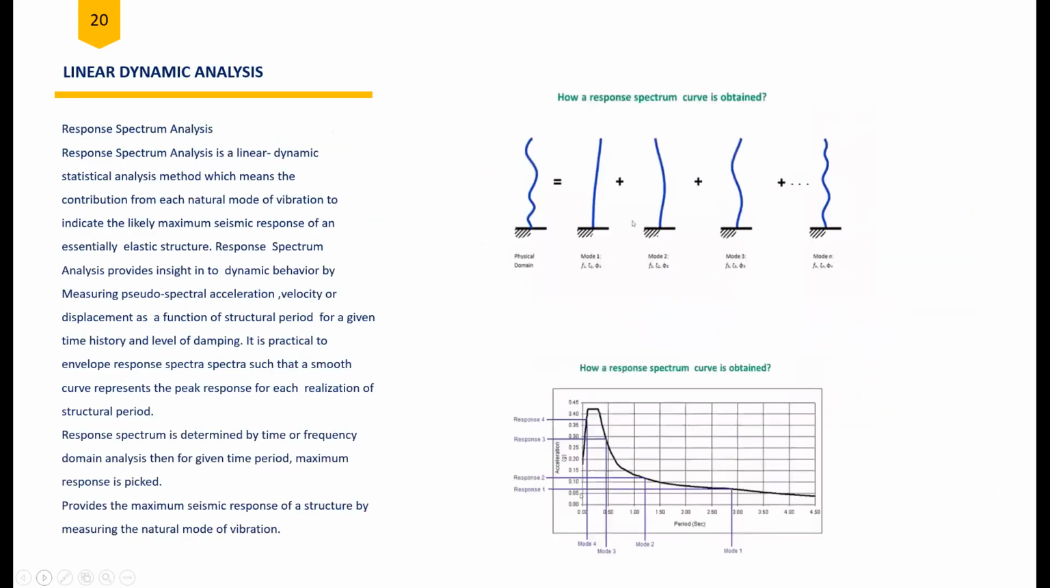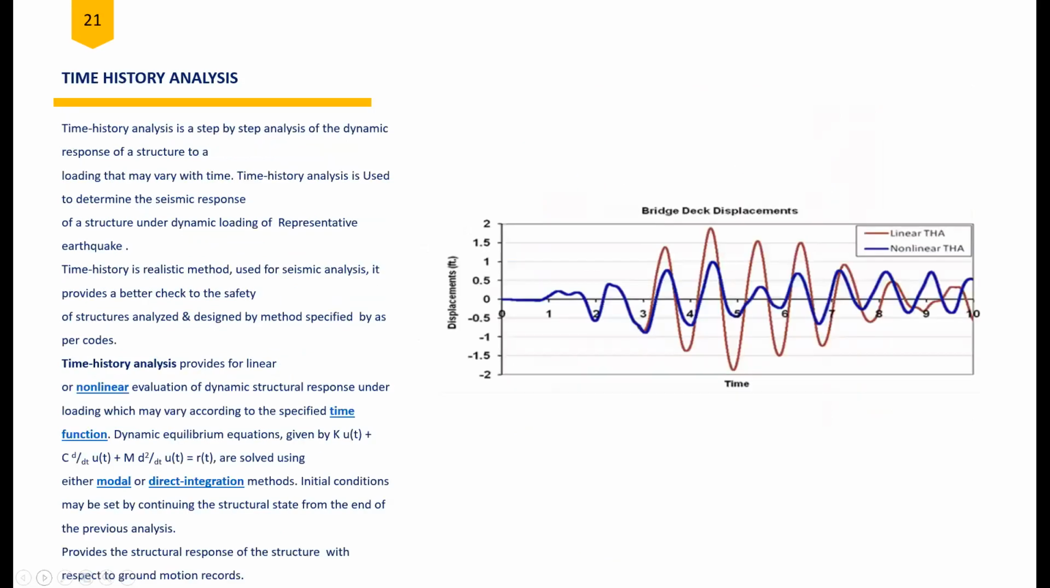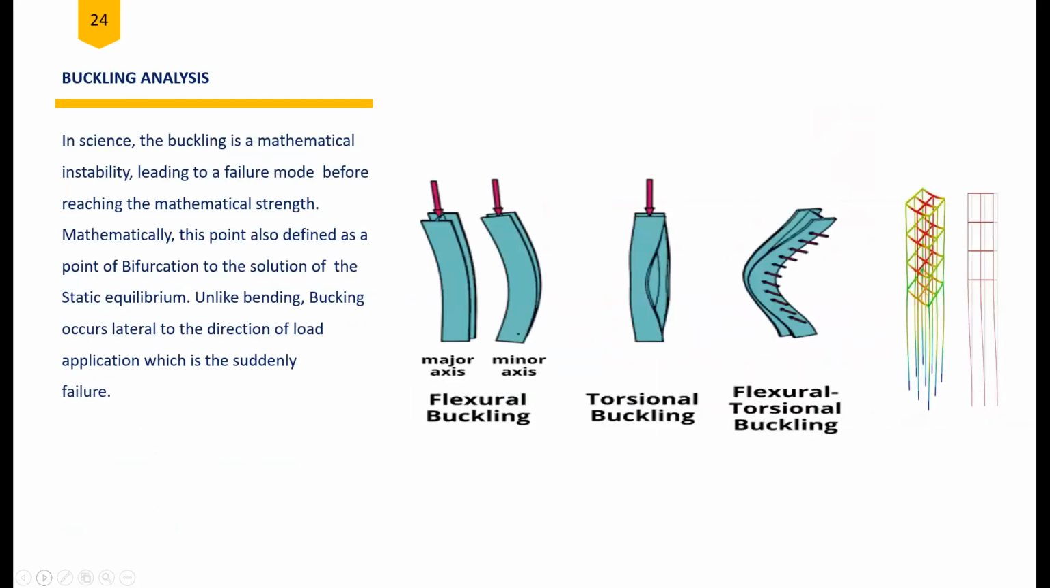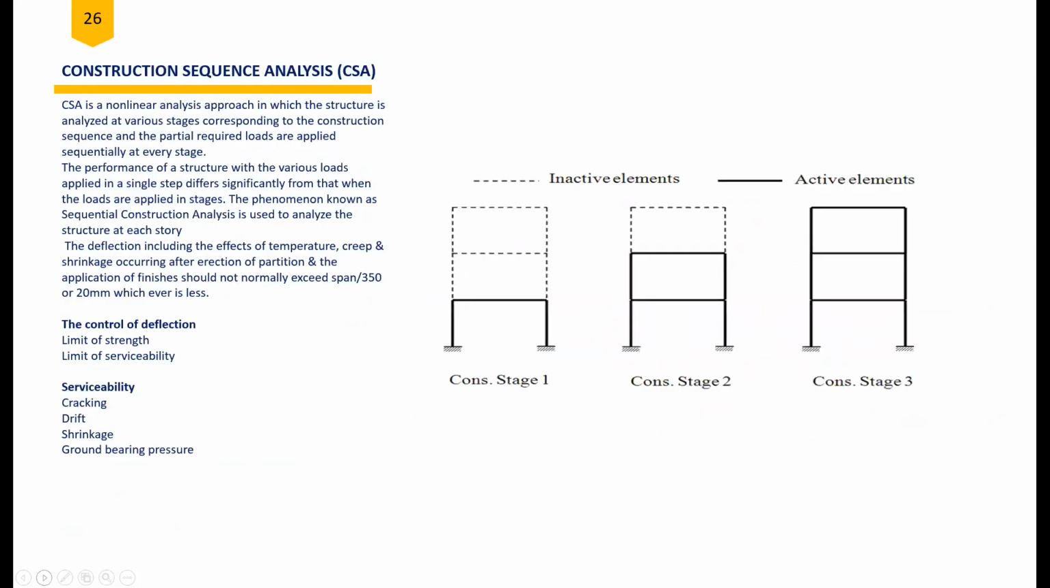method. But we have linear dynamic analysis, that is the RSM method. We have time history analysis. Okay, we have the pushover analysis. We have P delta analysis. We have the buckling analysis, creep shrinkage, construction sequence analysis. It means after 40 or 50 years, how our structure is going to show the result.